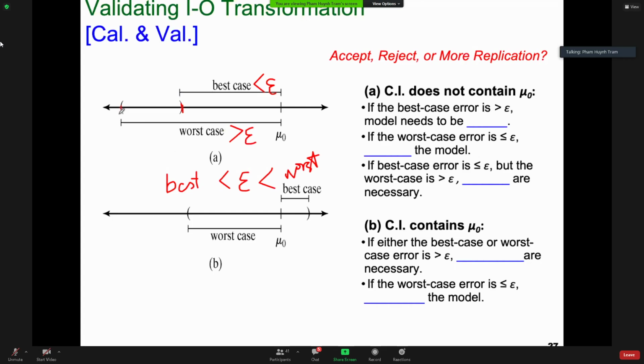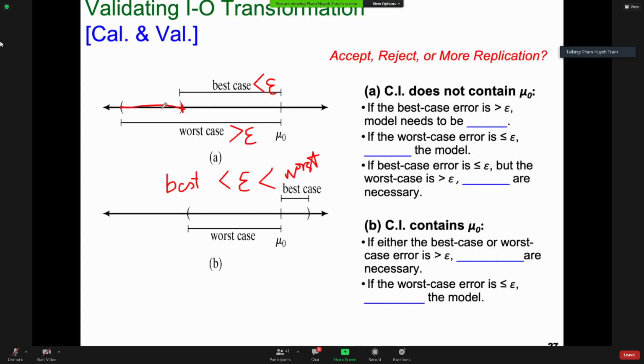But we don't know where it falls. We just know that 95% is ranging from here to here. What is your conclusion then? The conclusion would be there's no conclusion. All right, we cannot conclude anything here. We couldn't reject our model. We cannot say it's invalid, but we also cannot say it's valid, right? Because we're not so sure.